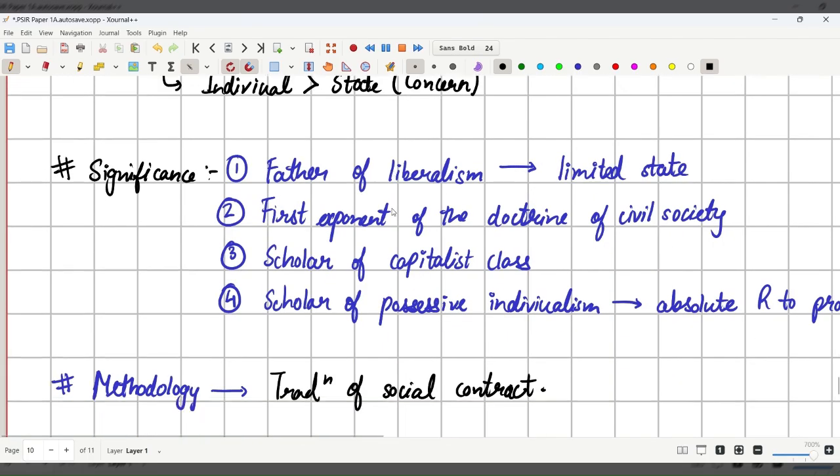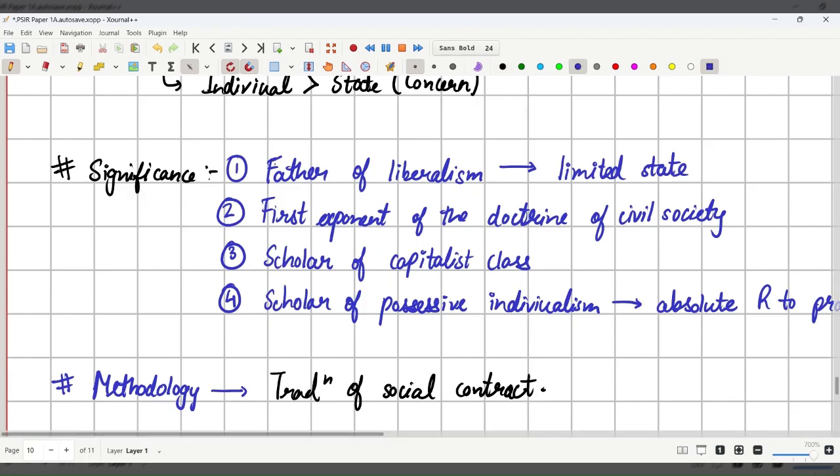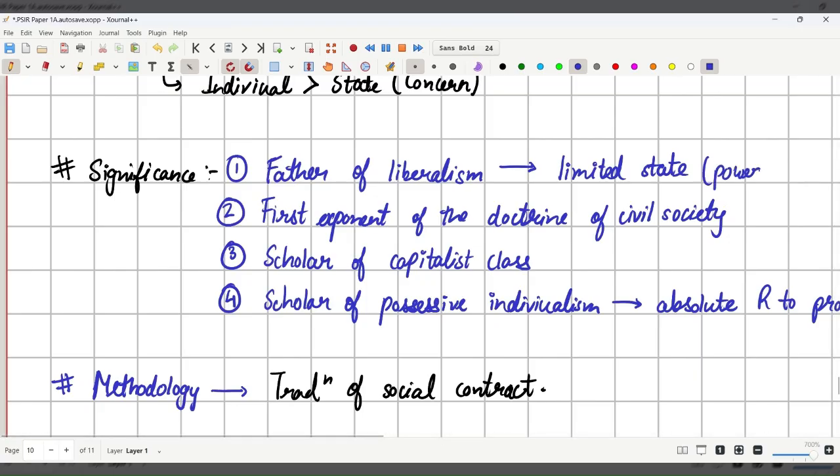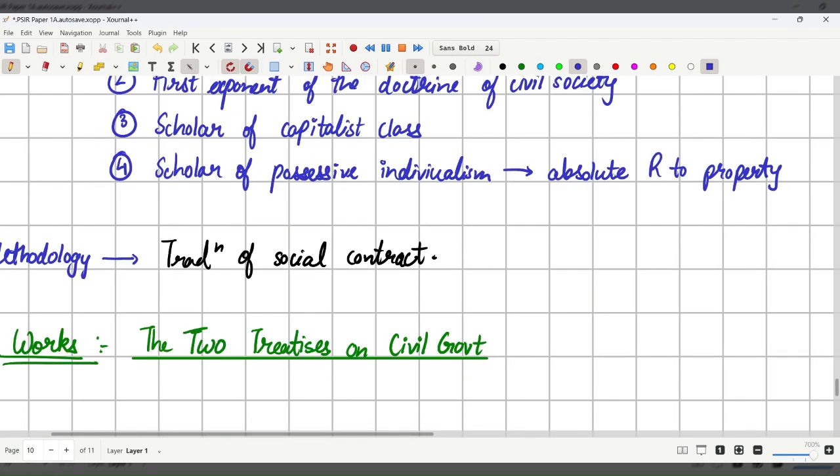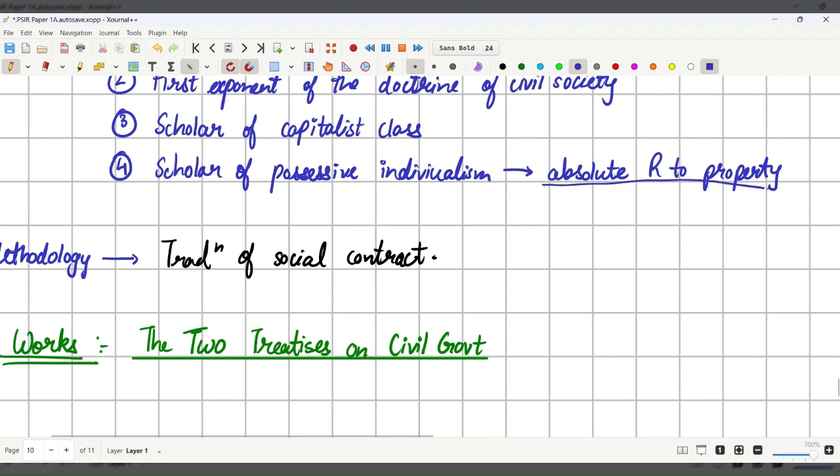Then what is his significance? He is called the father of liberalism. Why? Because he gave the idea of a limited state, or limited power to the state. Then he was the first exponent of the doctrine of civil society. He is also a scholar of the capitalist class, due to his theory of natural rights and his right to property. And he is the scholar of possessive individualism because of his absolute right to property.